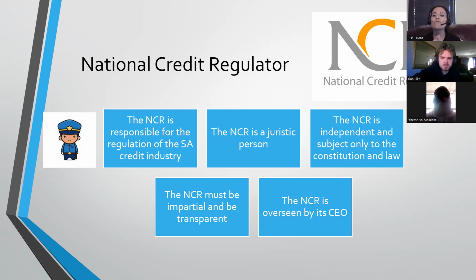And then the National Credit Regulator is independent and subject only to the Constitution and law. Why? Because they want to make sure that the National Credit Regulator remains impartial and transparent. They won't be persuaded to pick certain sides. They know what the law is. They implement the law, and whoever is not acting within the rules will be taken care of. Okay. Sounds very hostile. I don't mean they'll be shot or anything. I just mean that action will be taken against them. Okay. And then the NCR is overseen by its CEO.